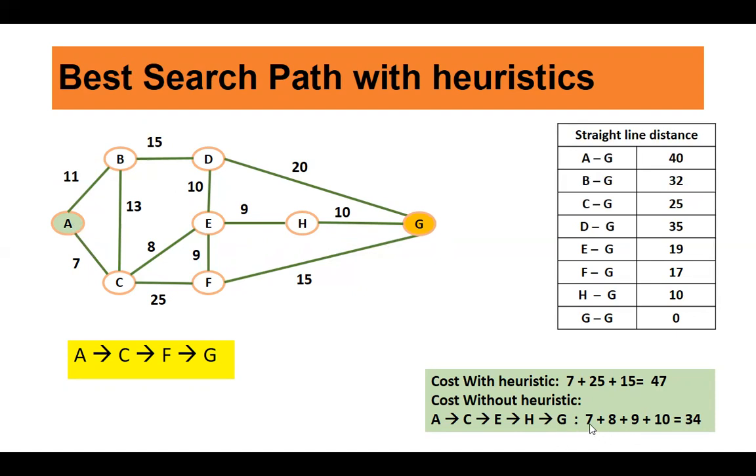Now, what is the cost here? A to C is 7, C to E is 8, E to H is 9, and H to G is 10. So the total cost is 34. Fine. Best first search gives a good solution, but it may or may not give you the optimal solution. So in our example, it is giving a good solution, but not the optimal solution, because uninformed search can give you the optimal solution. I hope the concept is clear of best first search with heuristics.